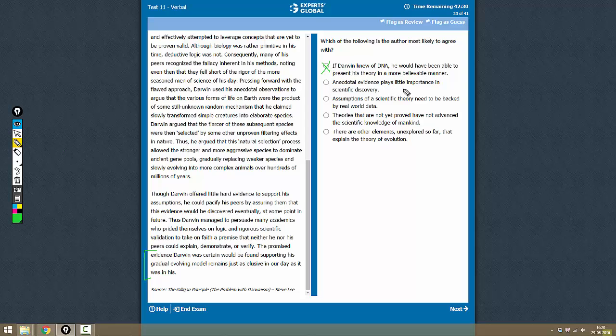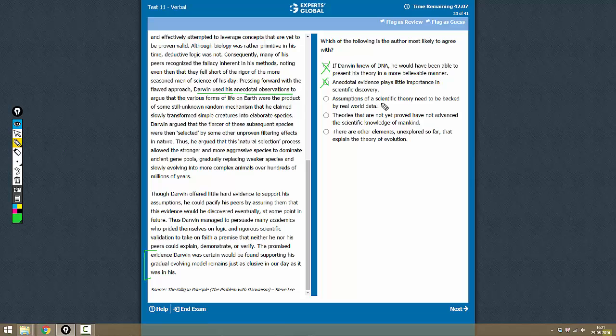Anecdotal evidence plays little importance in scientific discovery. Now the author takes objection to Darwin relying entirely on anecdotal observations, but the author does not say that anecdotal observations are not at all important. So this will be too far-fetched an answer choice. So this is not correct.